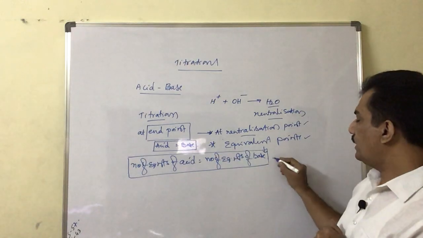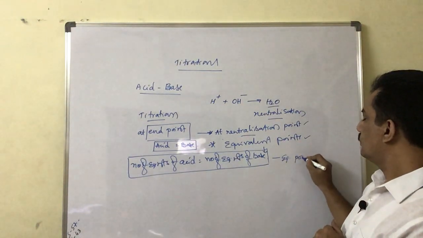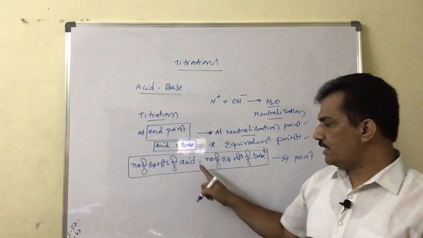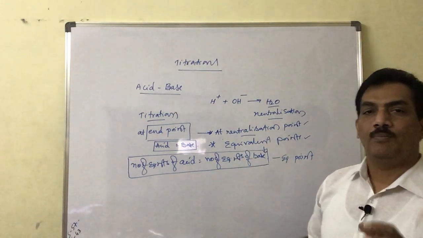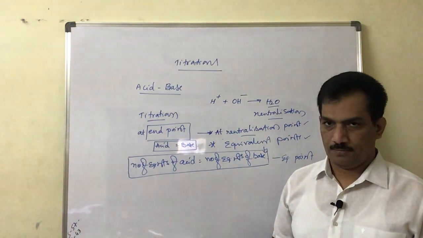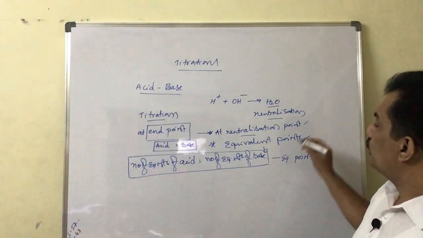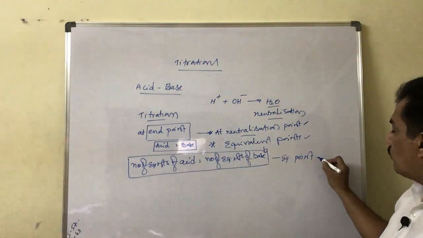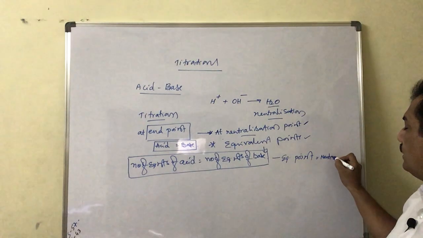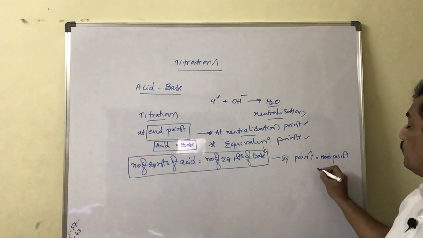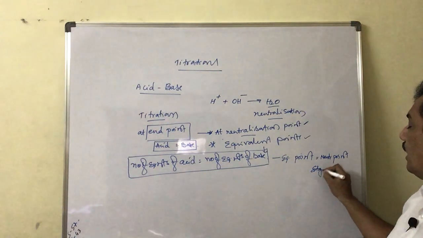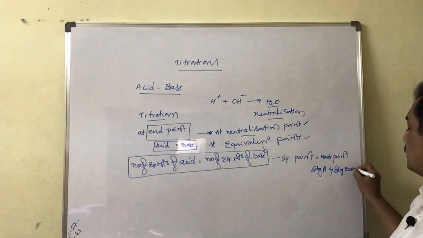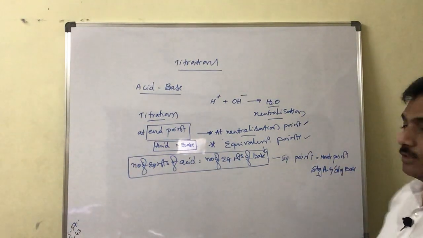The equivalent point is nothing but the state where the number of equivalent weights of acid is becoming equal to the number of equivalent weights of base. Clear? And now neutralization point. Here this equivalent point is equal to neutralization point only in case of strong acid and strong base. Just again I am repeating. And when it is given strong acid and strong base, a new term again.